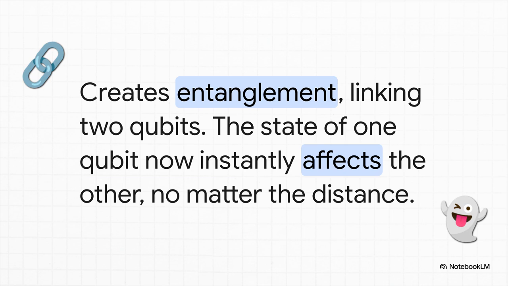And the other superstar? The CNOT gate, or controlled-NOT. This gate takes two qubits and links them in a way that Einstein famously called spooky action at a distance. It creates entanglement.